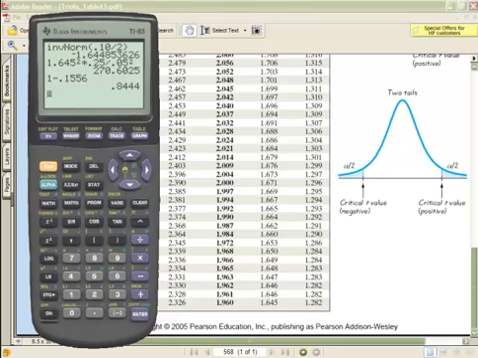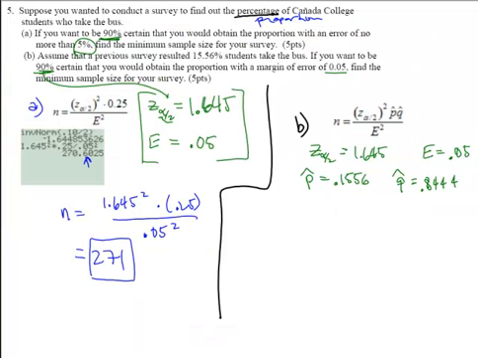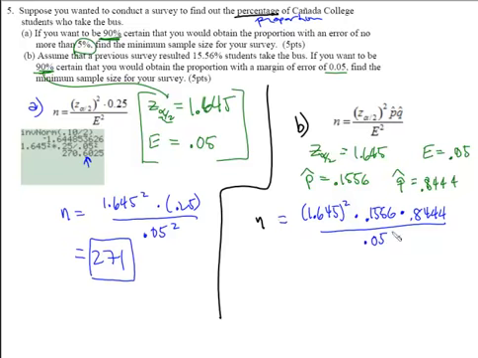Okay, so that's the same setup that we have as before, and so we can just easily put this in our calculator. We got 1.645 squared times 0.1556 times q, 0.8444, and then divide by 0.05 squared.